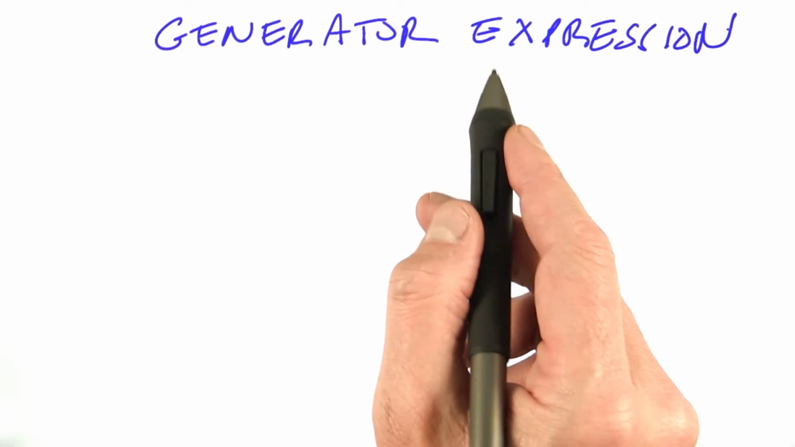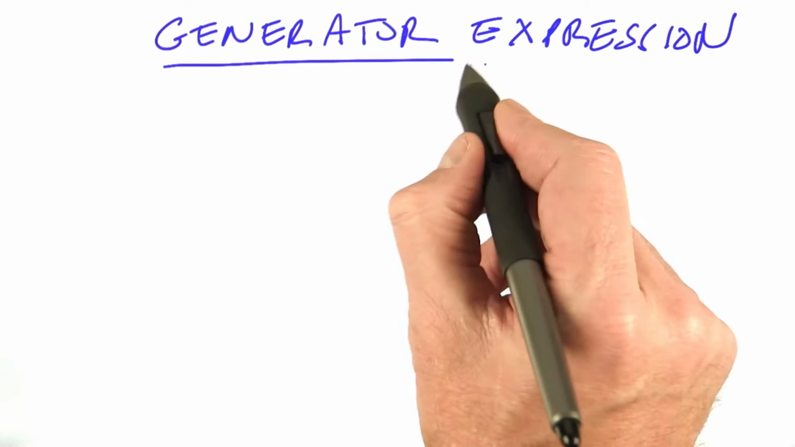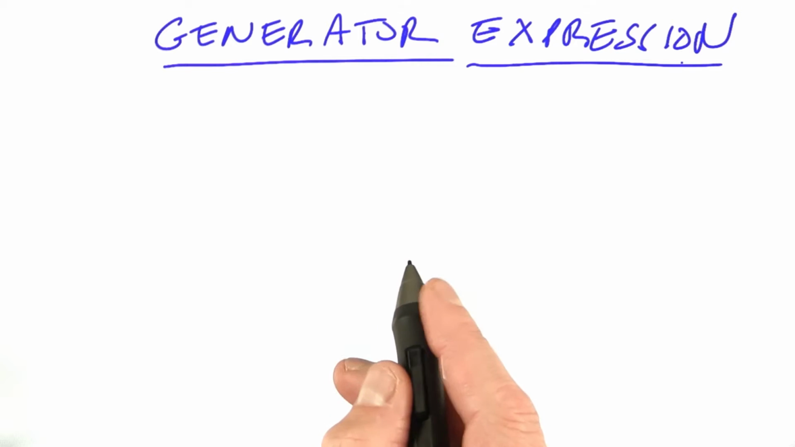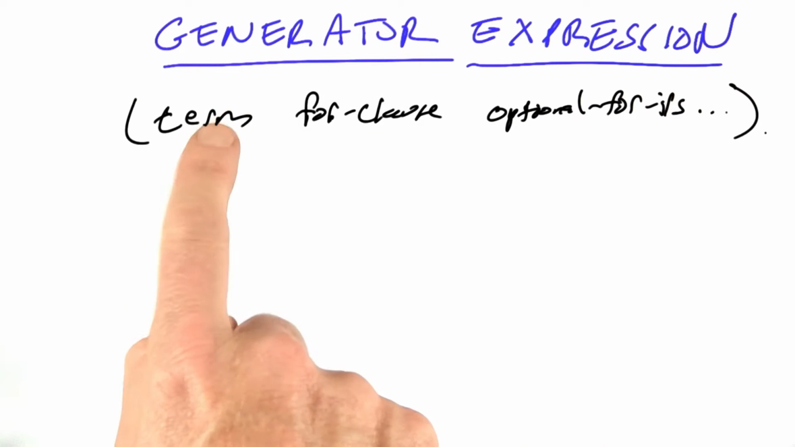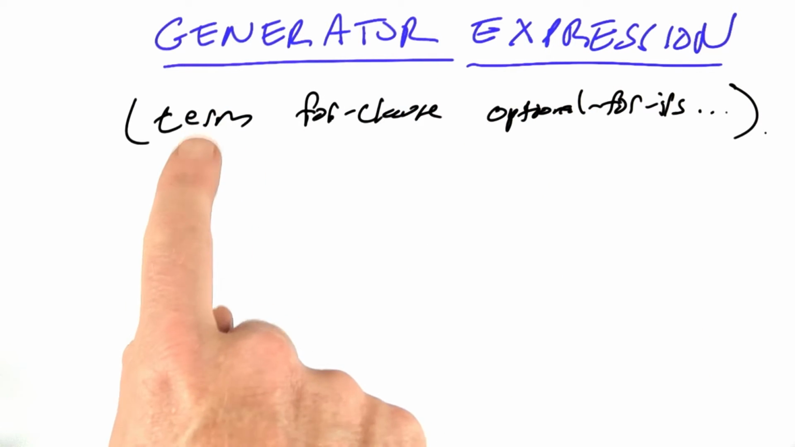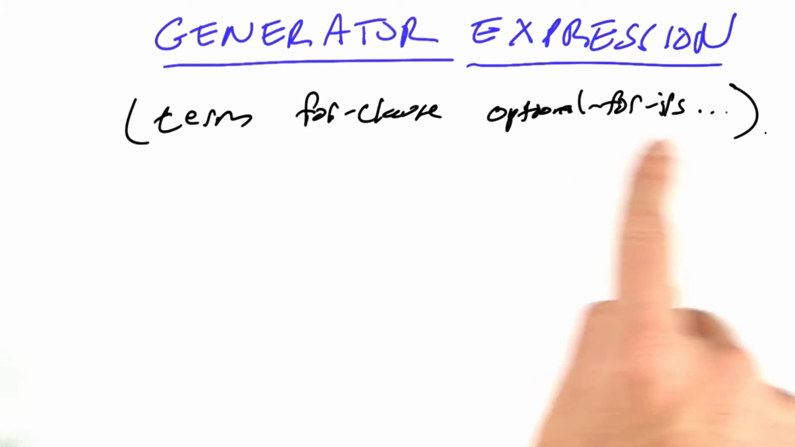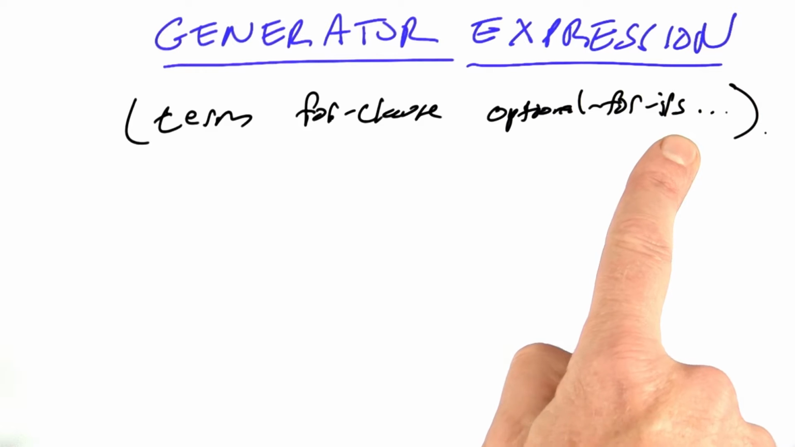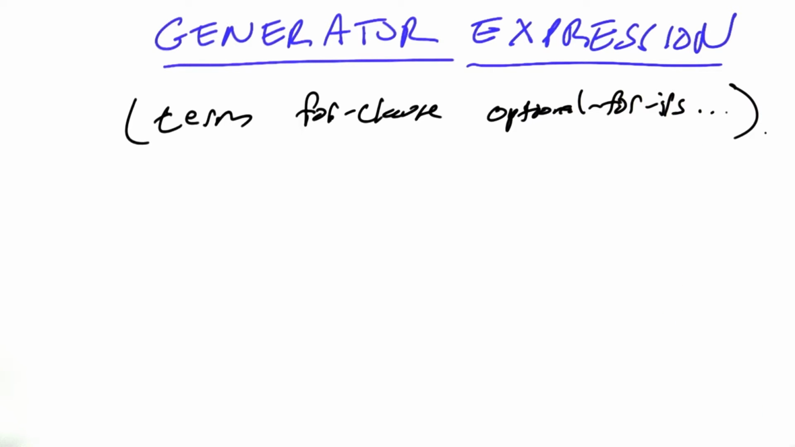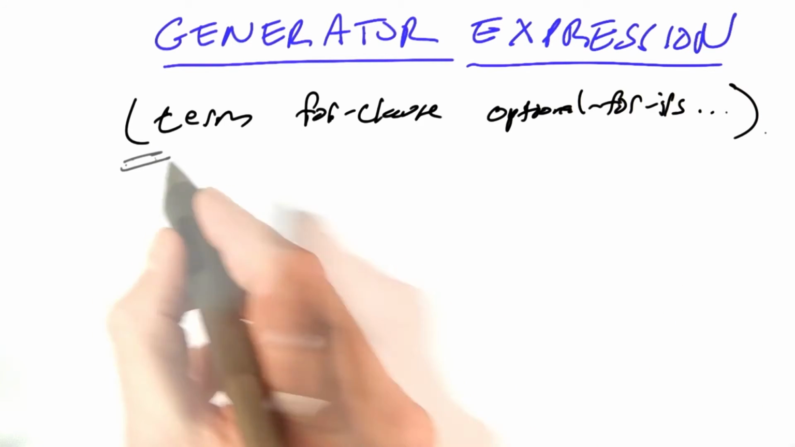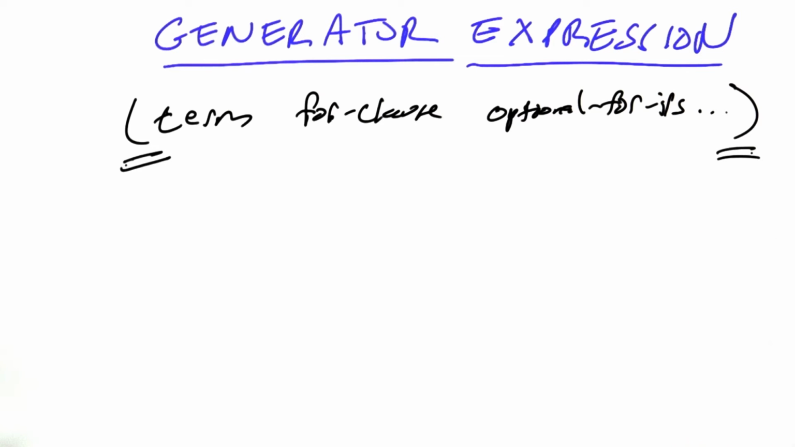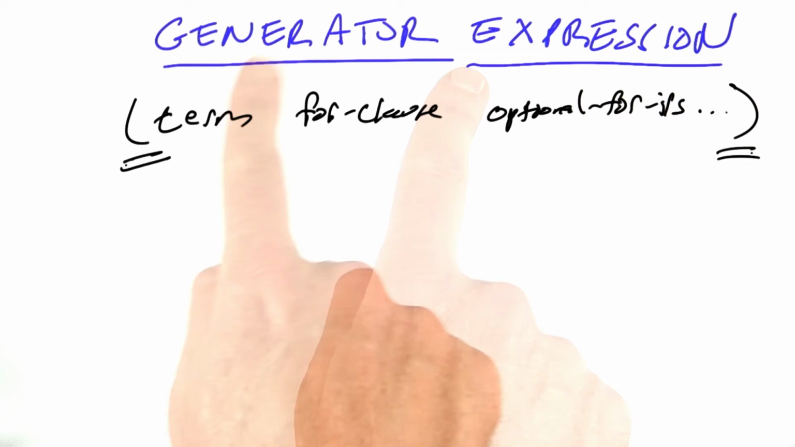So that was list comprehensions. Now let's look at generator expressions, which is almost the same idea. The syntax is the same in that a generator expression consists of a term, a mandatory for clause, and then optional for and if clauses, as many of those as you want, 0 or more. And there are two differences. The generator expression uses parentheses instead of square brackets. Square brackets mean the list, parentheses means generator.